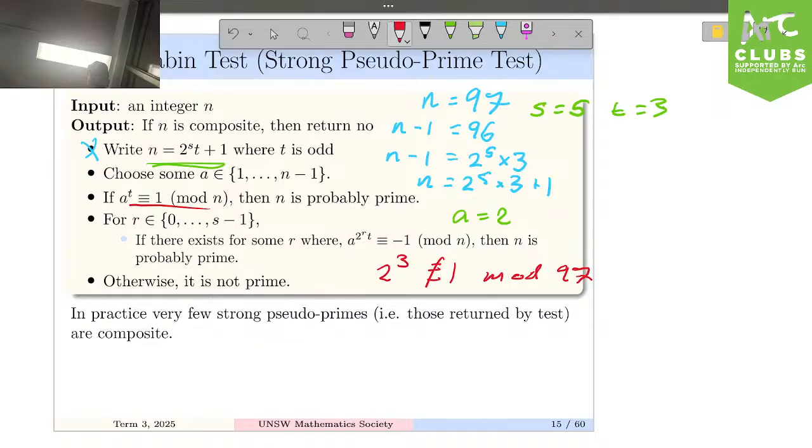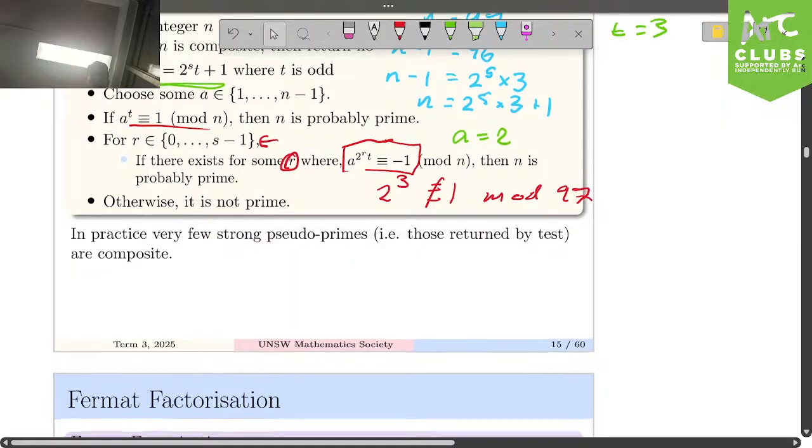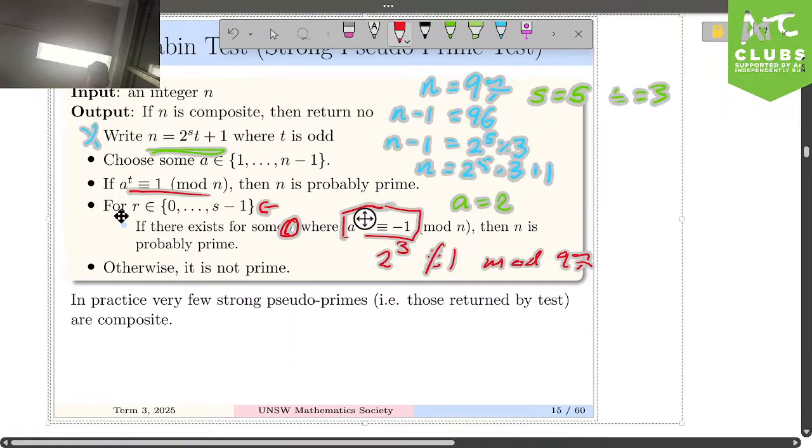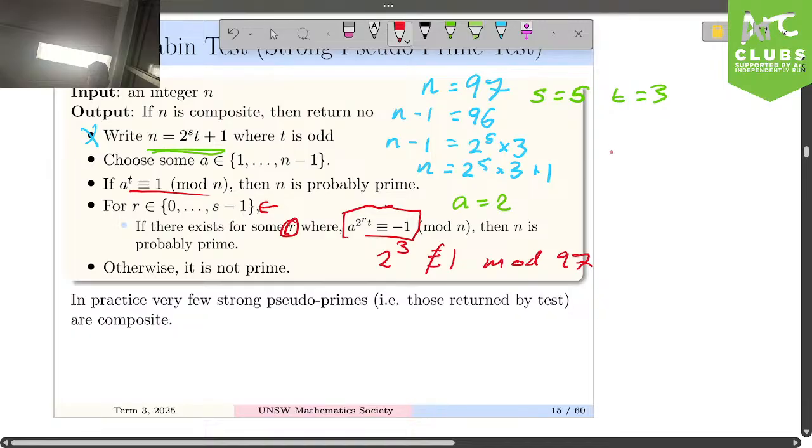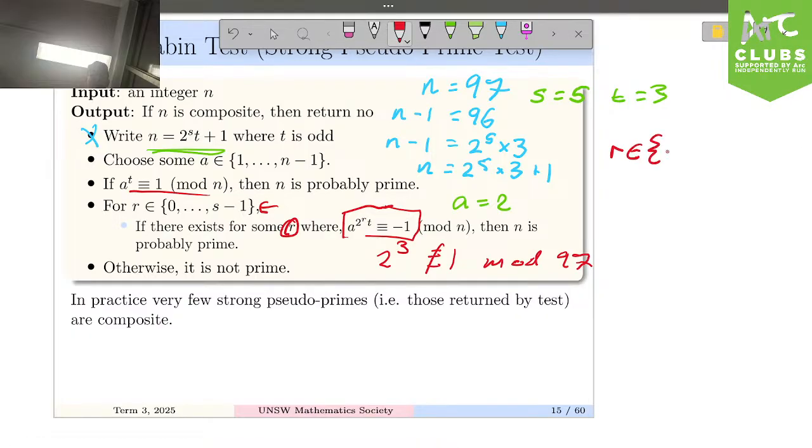The next step says you want to check for every element r, if there exists some value of r such that a to the 2^r t is equivalent to -1, then n is probably prime. Otherwise, it's not prime. I'm not going to prove this. This is probably done by Thomas Britz, but I'm just going to show you how to use it. We know that r goes from 0 to s minus 1. So r is an element of the set 0, 1, 2, 3, 4.